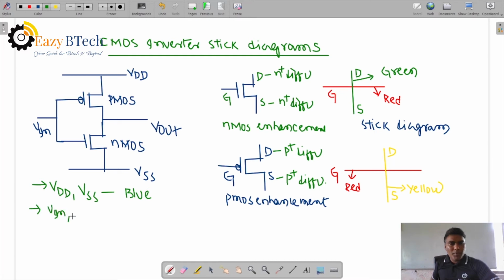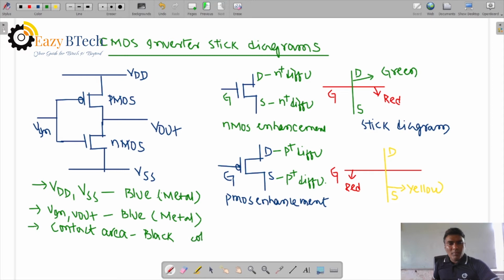Metal: Vin and Vout are also blue. We call blue the metal layer, and we use aluminum as the metal layer. Now the contact area we can represent with black color.